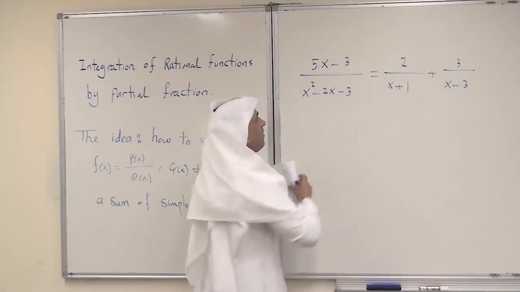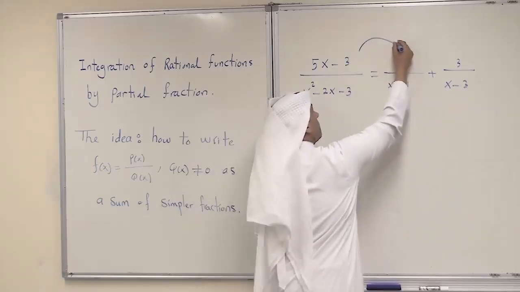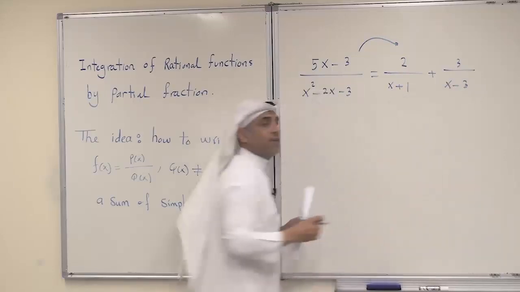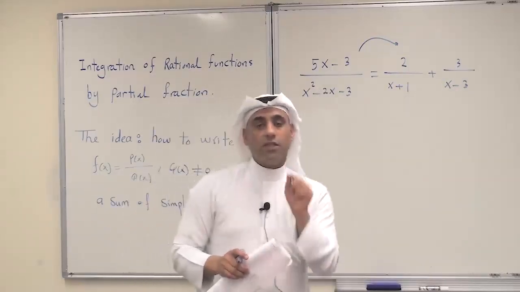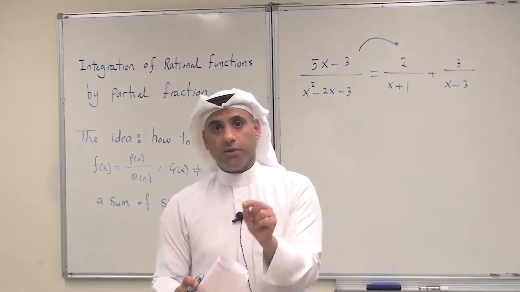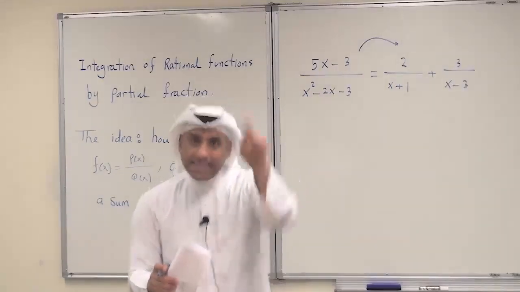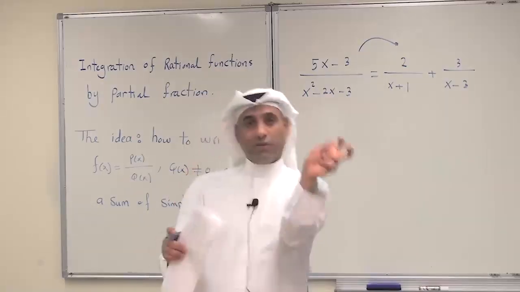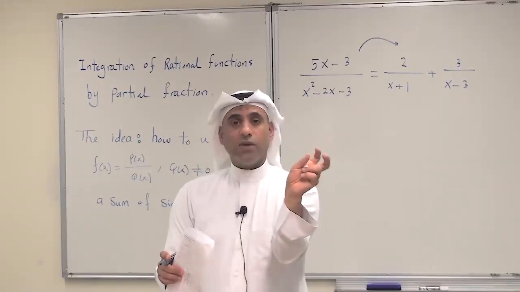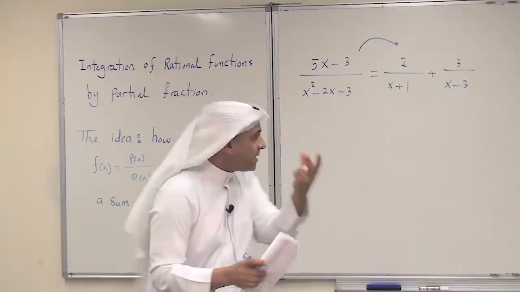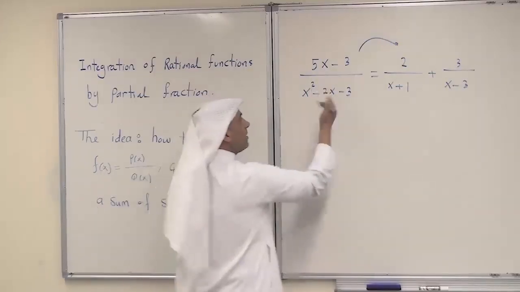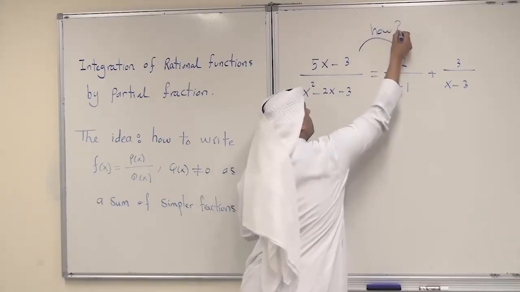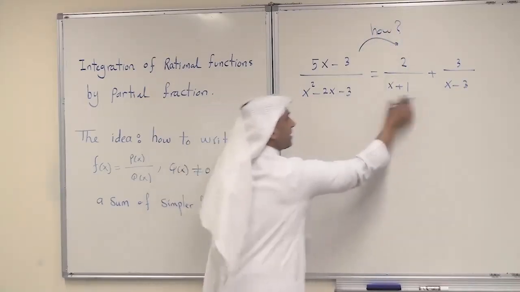Now, the process of moving from this side to this side, from one single fraction into a sum of fractions, is called partial fraction decomposition. So we are decomposing a single fraction into what? Into a sum of fractions. Each one of them is part of the single fraction, so we call it partial fraction. What is the idea now? The idea is how to rewrite this, how to move from the left hand side to the right hand side.